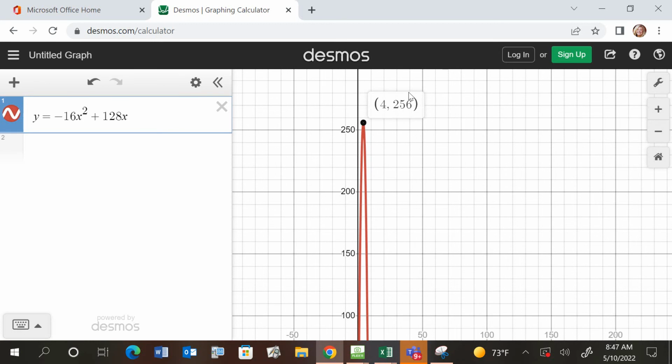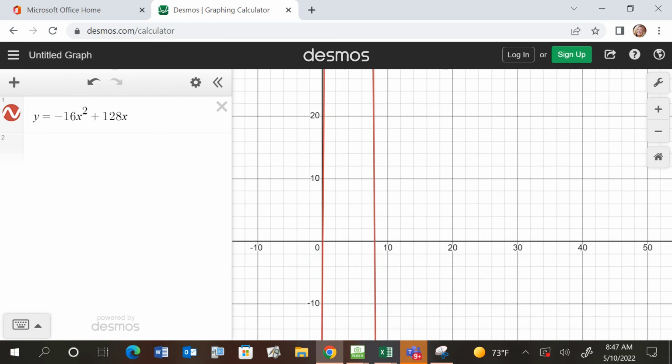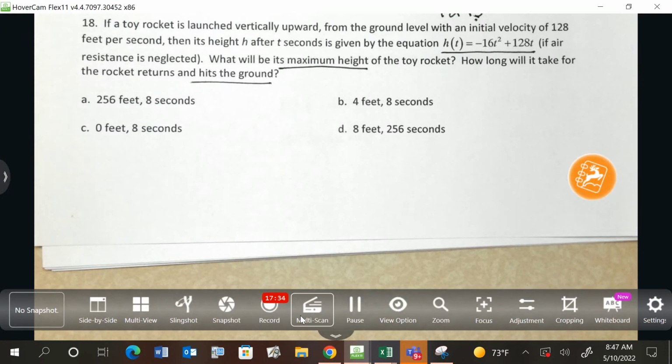The second one says, how long will it take before it hits the ground? Time is your x value. So click where it hits the ground. It will take 8 seconds. So if I come back over here, I'm looking for 256. That's how high it gets.